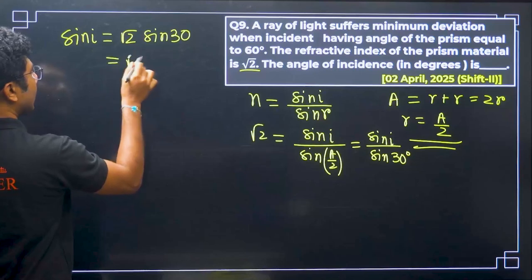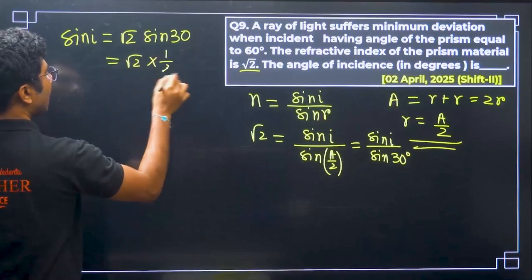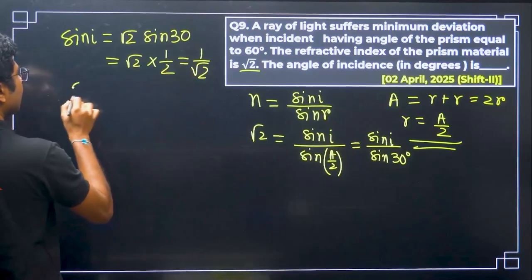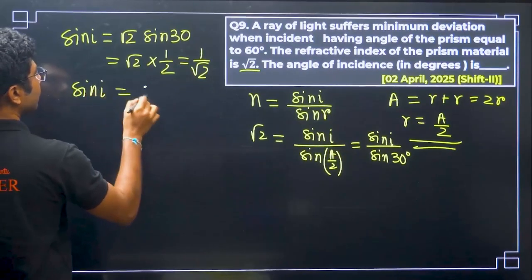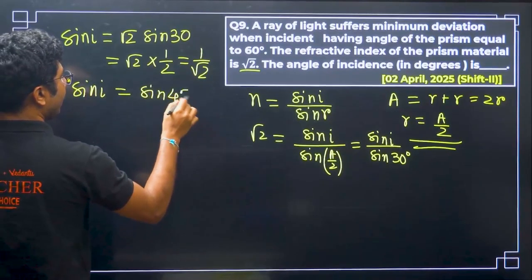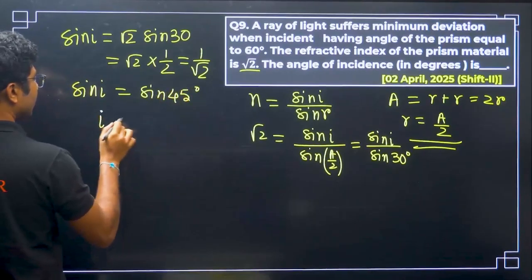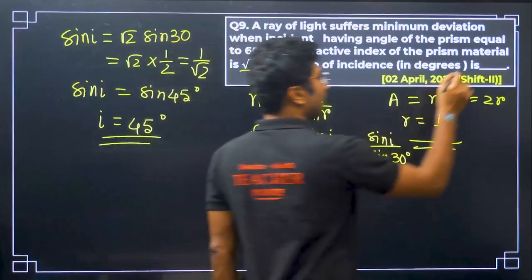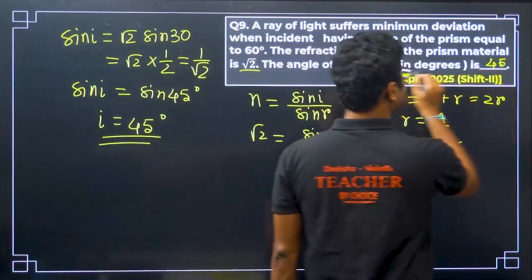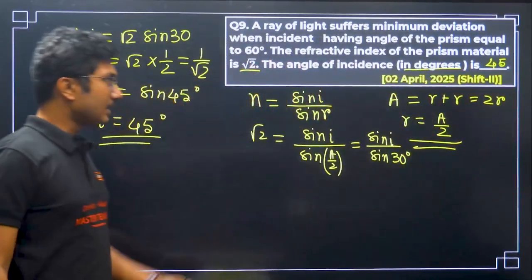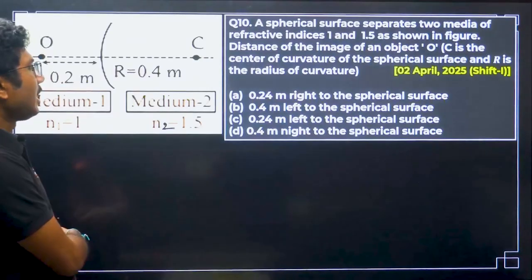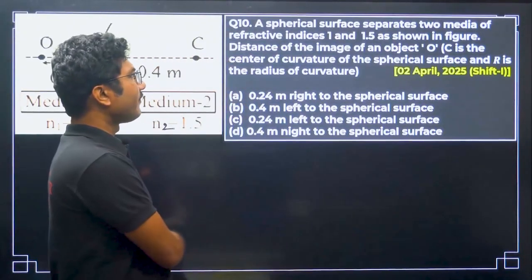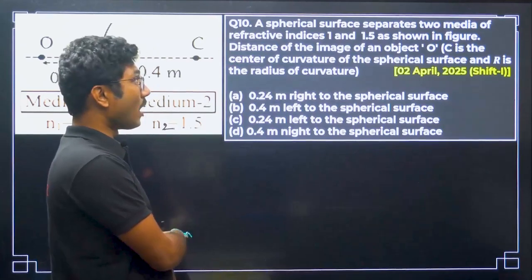What is sin 30? Sin 30 is nothing but half. So it will be 1 by root 2. So from here sin I equals sin 45 degrees, so I equals 45 degrees. So the answer of this question is again 45 degrees. 45 is the answer.